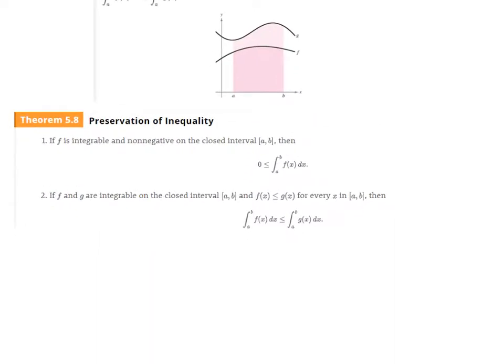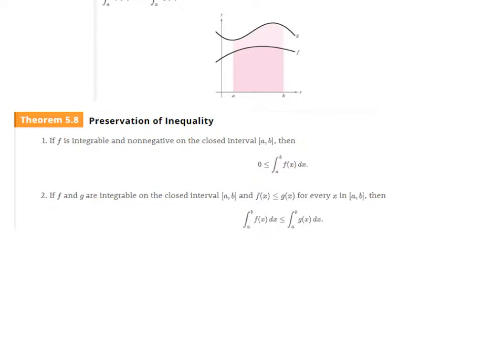So theorem 5.8 says if f is integrable and non-negative on the closed interval, then the area beneath the curve has to be positive. As long as it's positive and integrable, meaning you can find the integral, which means it's continuous, right? When you integrate it, your area has to be positive.